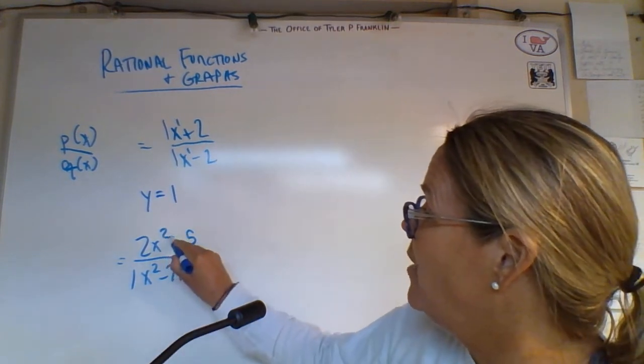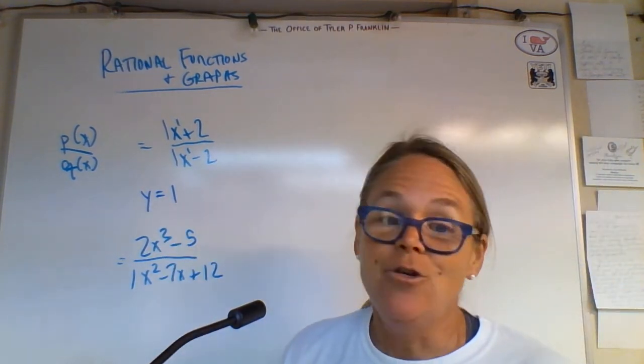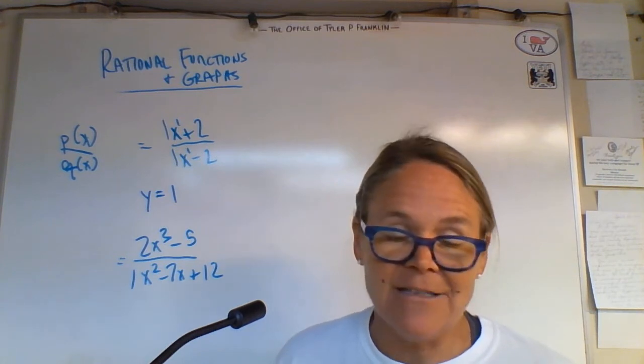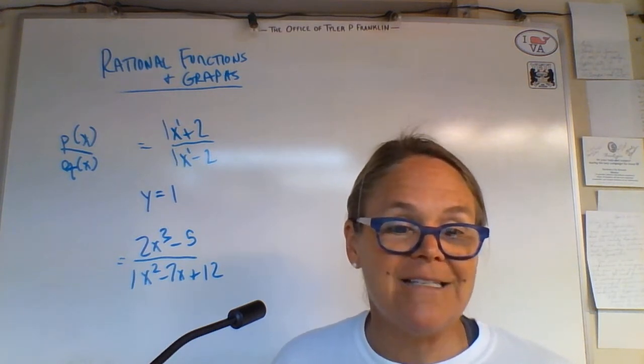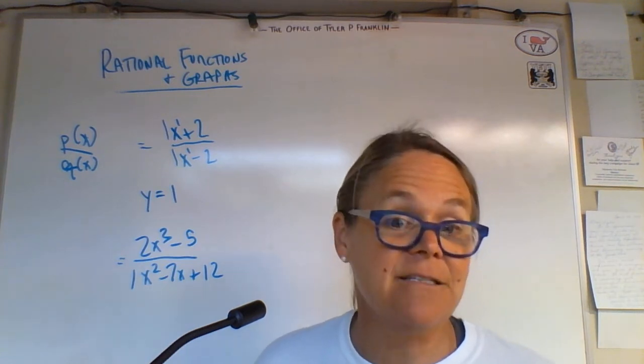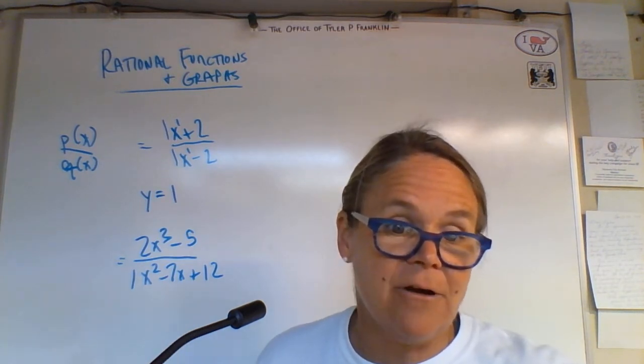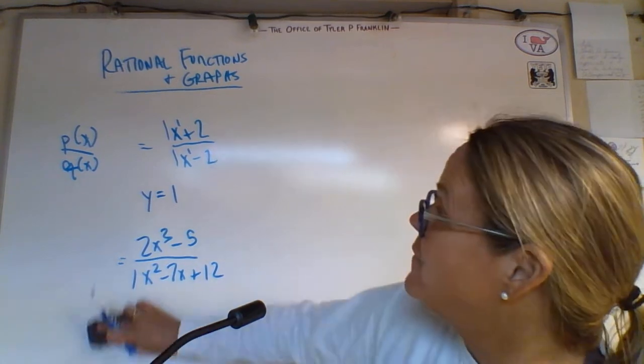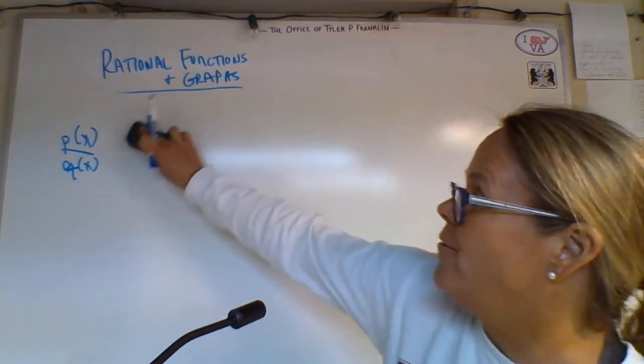Now, if the degree of the top is bigger than the bottom, like if I change that to a 3, you don't have a horizontal asymptote. You have something called a slant asymptote, or it could be a parabolic asymptote. That is pre-calc. We're just talking about vertical and horizontal.